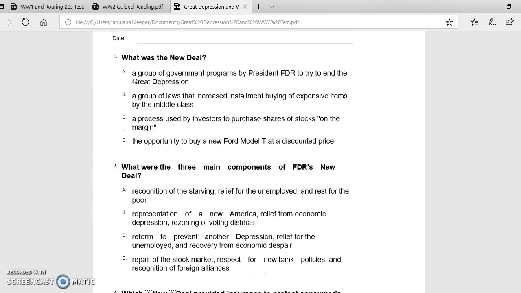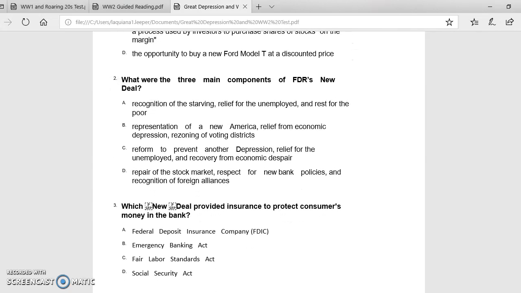Number 2, what were the 3 main components of FDR's New Deal? A, recognition of the starving, relief for the unemployed, and rest for the poor. B, representation of a new America, relief from economic depression, rezoning of voting districts. C, reform to prevent another depression, relief for the unemployed and recovery from economic despair.